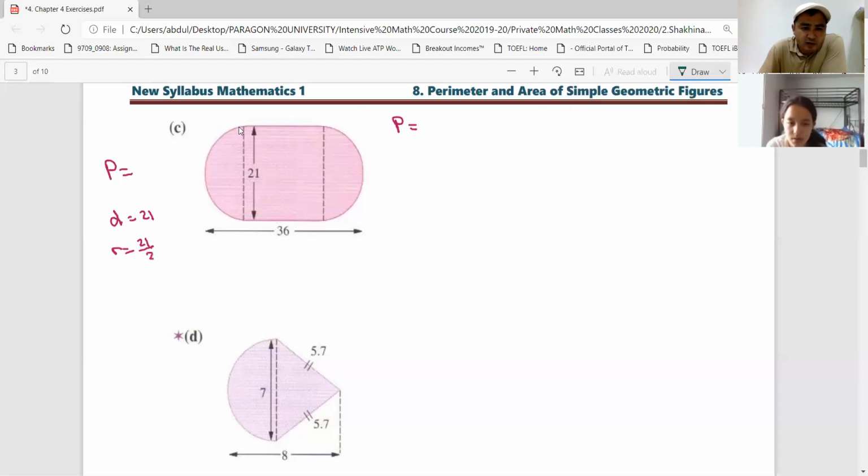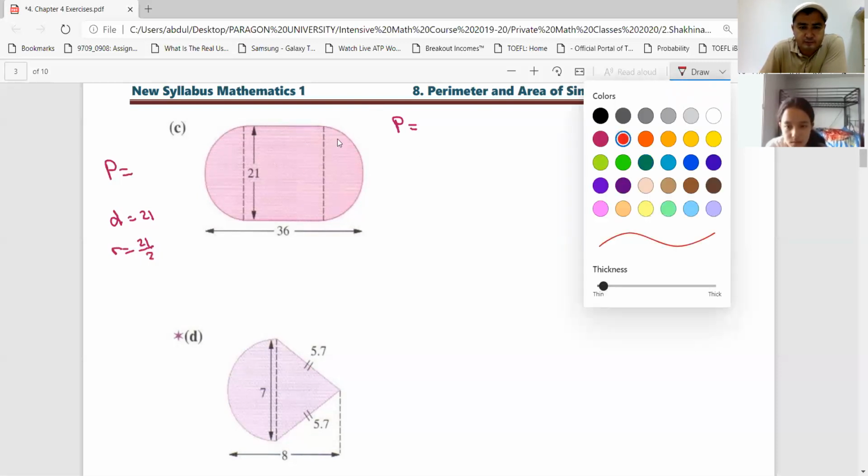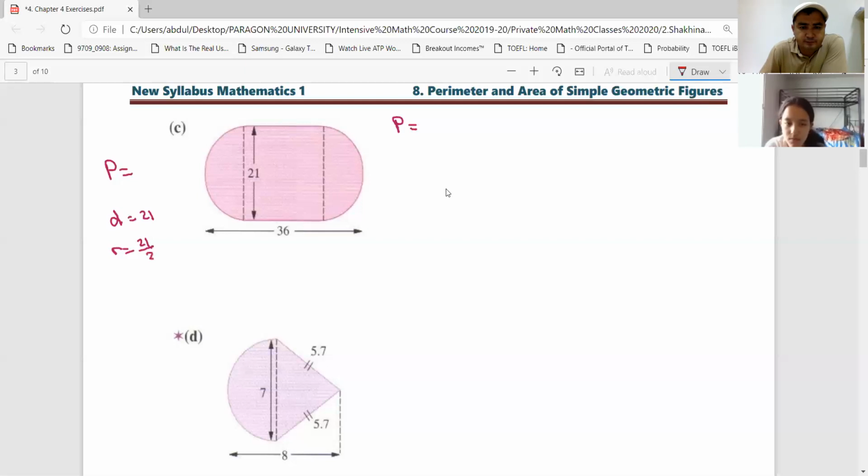Now, Shahina, look at this semicircle. If you combine them, what do we get here? One single circle, right? So this one, actually, this part is, what happened?